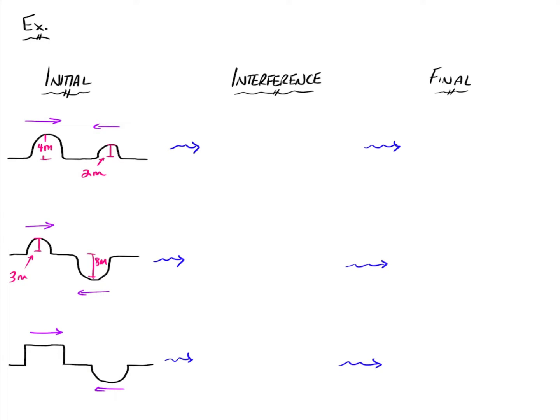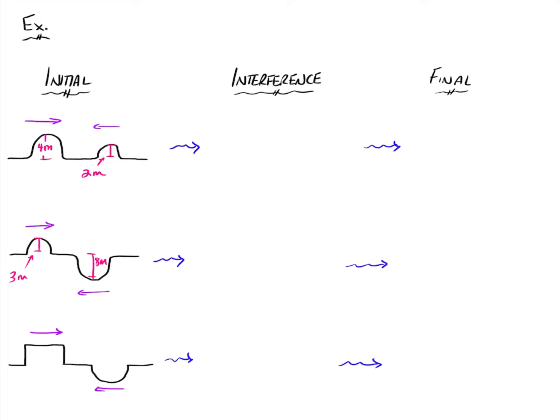All right, so in this example, we have three wave patterns that we're going to look at. In the first case, we have a 4-meter amplitude wave approaching a 2-meter amplitude wave, and they're both on the same side, traveling towards one another. In the second case, we have a 3-meter amplitude wave about to collide with an 8-meter amplitude wave. However, the 8-meter is below the equilibrium point and the 3 meters is above.